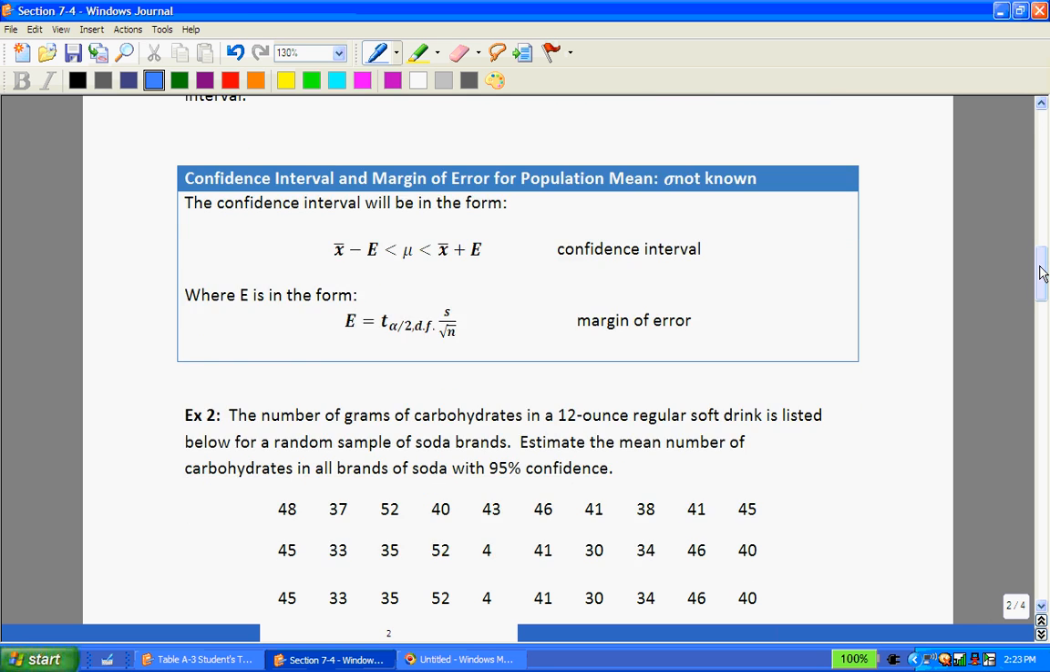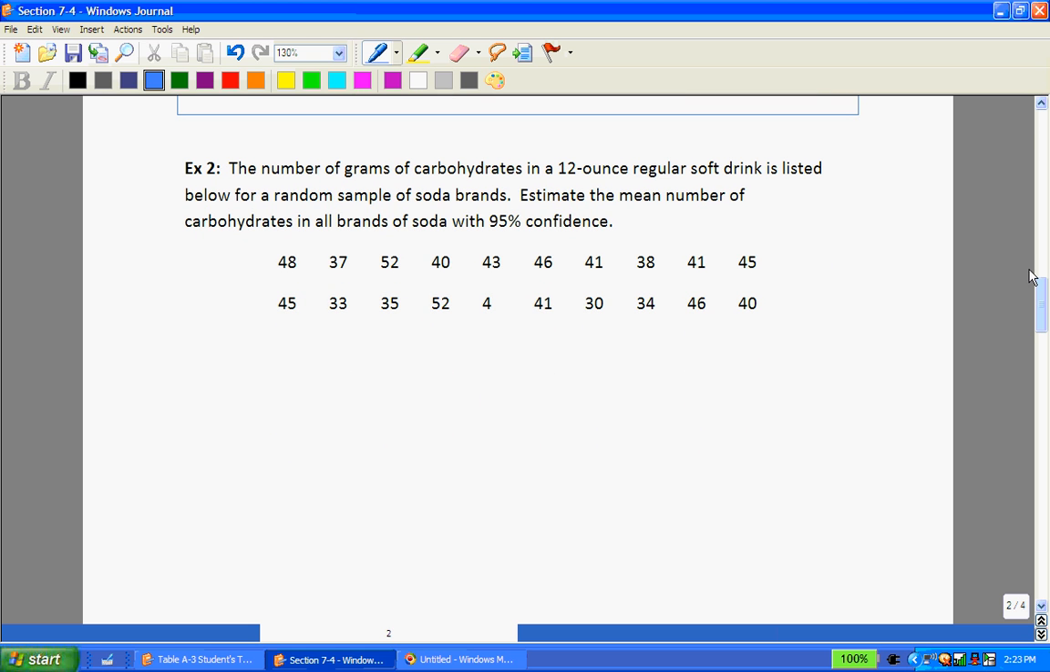So let's try this out. Example 2. The number of grams of carbohydrates in a 12-ounce regular soft drink is listed below for a random sample of soda brands. Estimate the mean number of carbohydrates in all brands of soda with 95% confidence. So when it says estimate the mean number with 95% confidence, that's basically saying find a confidence interval. But for us, we know we have these preliminary calculations, so let's get started on that.